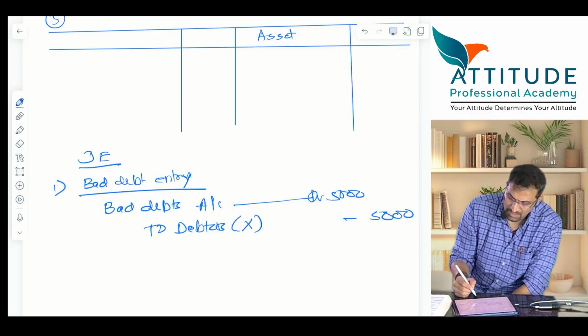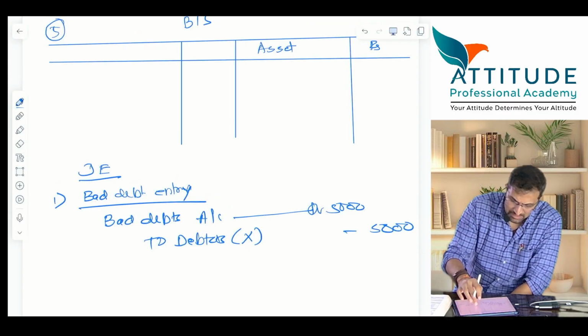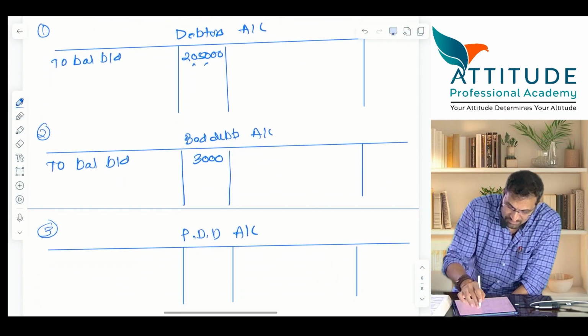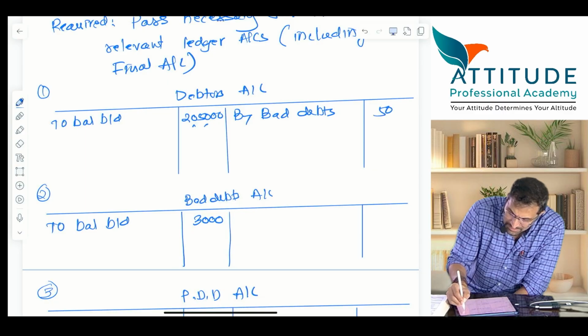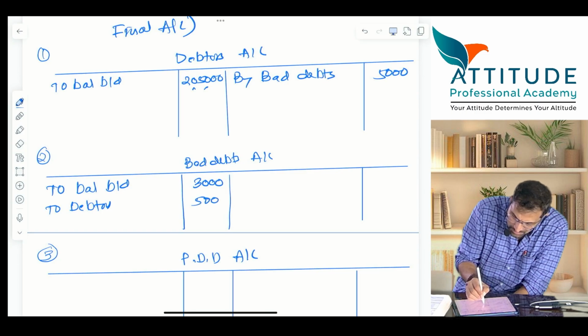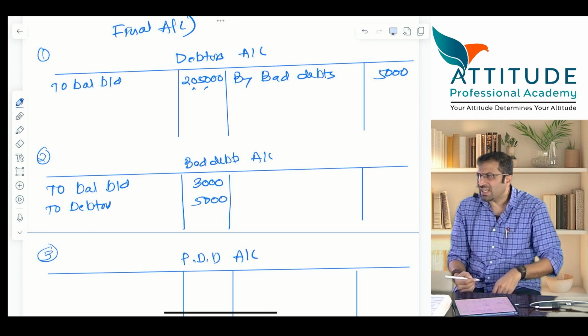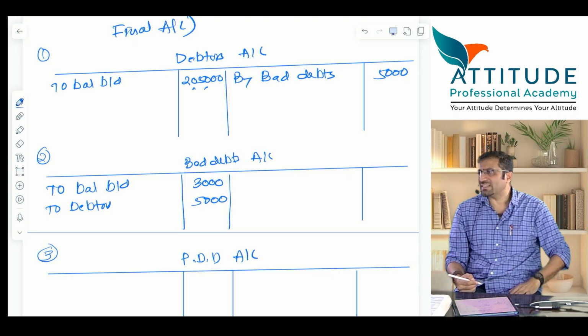Correct? Now, will this affect the debtors as well as bad debts account? Yes. We have opened the ledger account. आ जाओ. इधर आएगा by bad debts. कितना है? 5,000. इधर आएगा to debtors. कितना है? 5,000. Sir, already 3,000 bad debts are there. These are further bad debts. So total bad debts are 8,000.